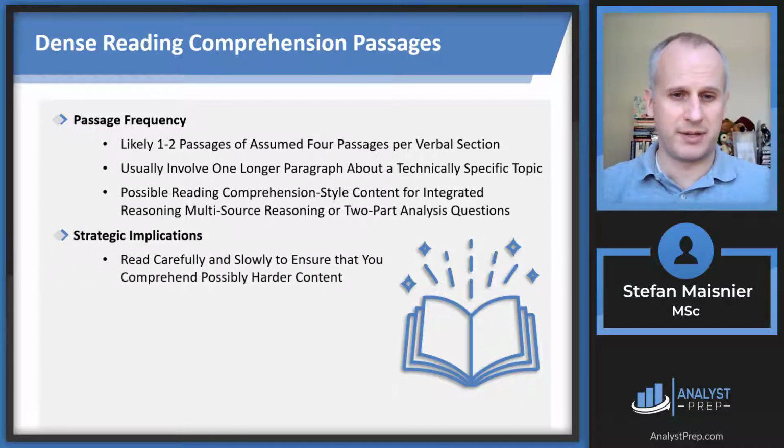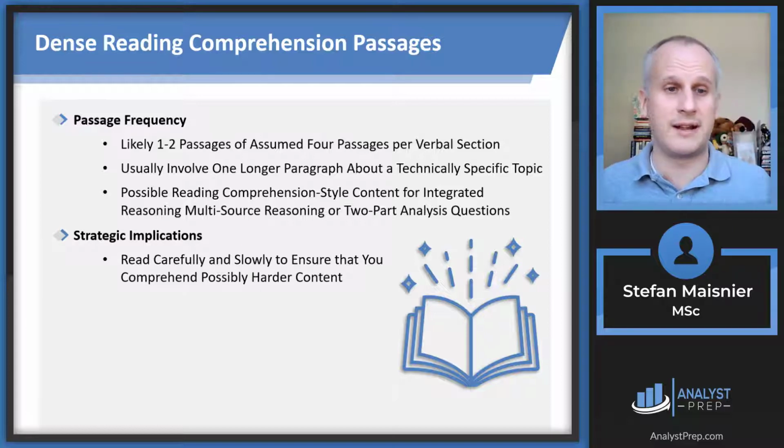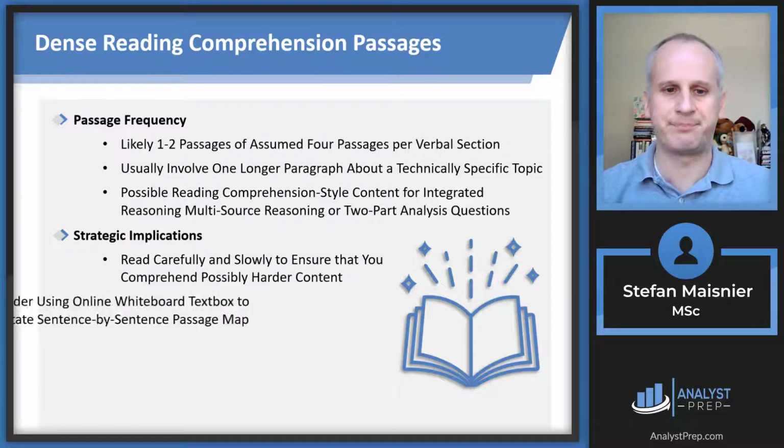Now, strategic implications, you always have to read carefully and slowly to ensure that you comprehend the possibly harder content. So one thing you cannot do is just have your eyes glaze over and read through the passage and go, yeah, I read it, but I recall nothing. This engagement through the dense reading comprehension passage mapping that we're going to talk about in a moment is to safeguard against that kind of, I read it and it felt like it went in my eyes and through the back of my head, I comprehended nothing.